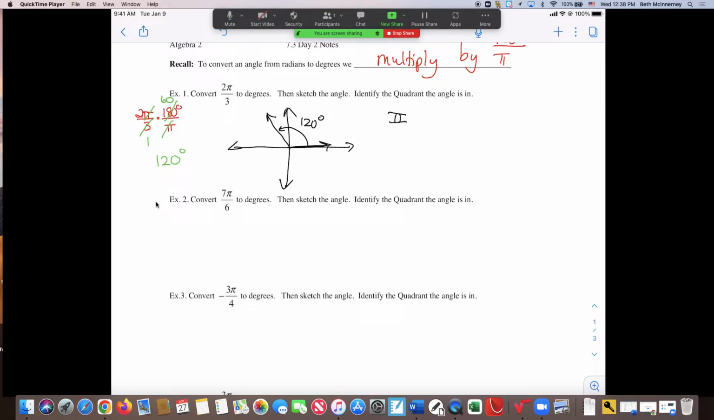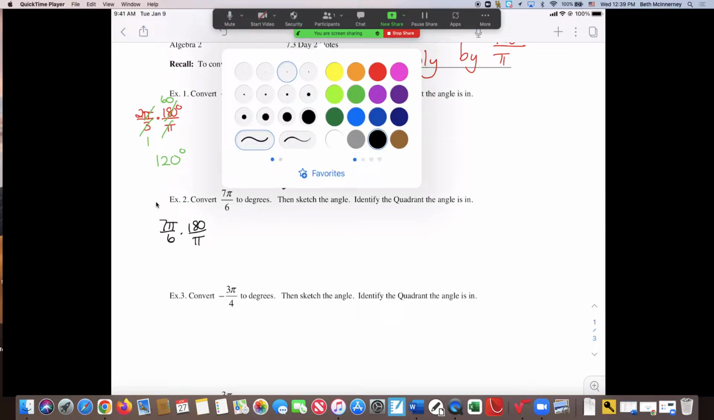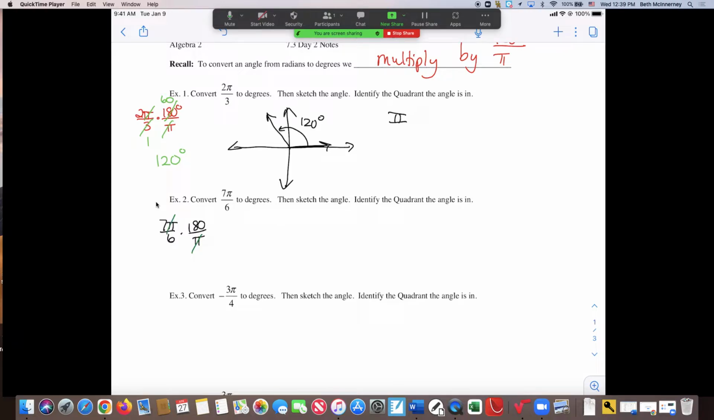You shouldn't get to that point. Watch this. If you take 7 pi over 6 times 180 over pi, watch. So I'm not being ridiculous here. You should reduce first. 6 goes in there 30 times. Do you see that? So you're pressing things that you don't need to.